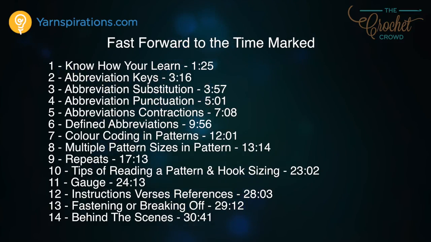I have broken down this video into segments. On screen now are the menu options with minute markers. Feel free to fast forward ahead if you'd like to see something that you're more interested in. On screen now are Know How You Learn, Abbreviation Keys, Abbreviation Substitution, Abbreviation Punctuation and Plurals, Abbreviation Contractions, Defined Abbreviations in Patterns, Color Coding with the Alphabet, Sizing Difference used in brackets, Repeats used in a pattern, Defined hook sizes, Pattern gauge, Instruction versus referral locations, Fastening or breaking off, and behind the scenes of pattern writing.